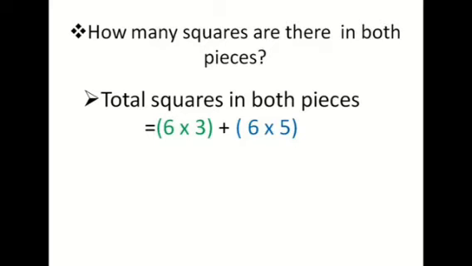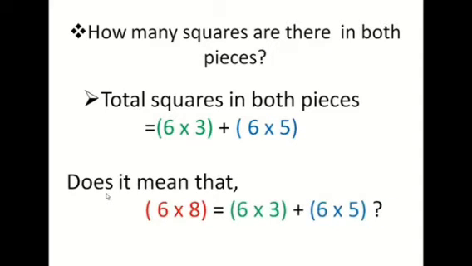Now I have a question here. In the original grid, means we have drawn as 6 by 8, yes, and that grid has been divided into 2 parts as 6 by 3 and 6 by 5. So can we tell that 6 by 8 is equals to 6 by 3 plus 6 by 5?